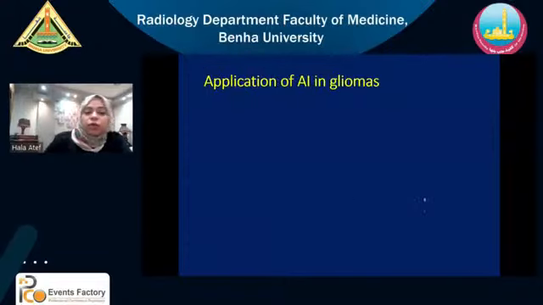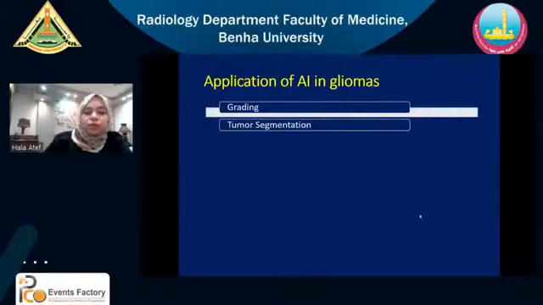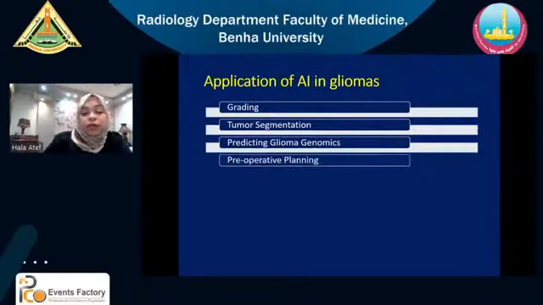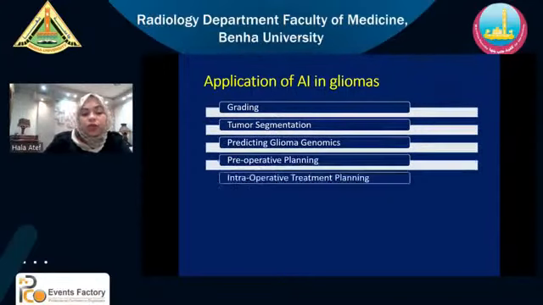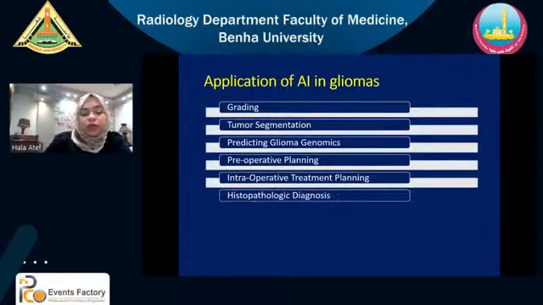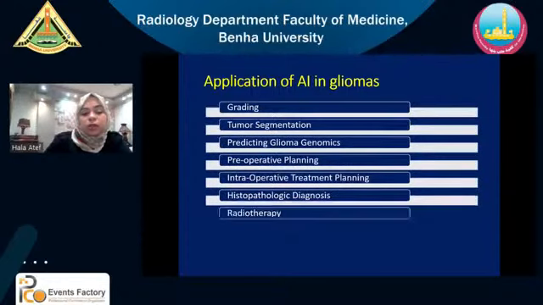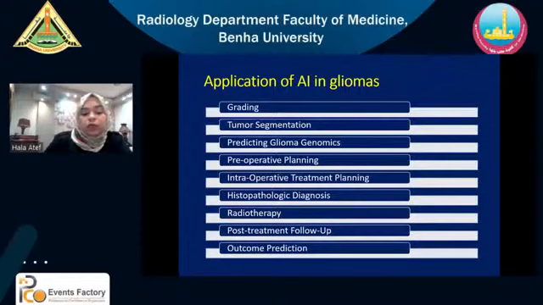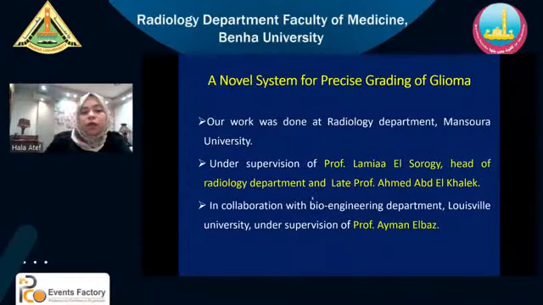What's the application of AI in gliomas? It includes grading, tumor segmentation, predicting glioma grading, predicting glioma genomics, preoperative planning, intraoperative treatment planning, histopathologic diagnosis, radiotherapy, post-treatment follow-up, and outcome prediction. A novel system for precise grading of glioma.